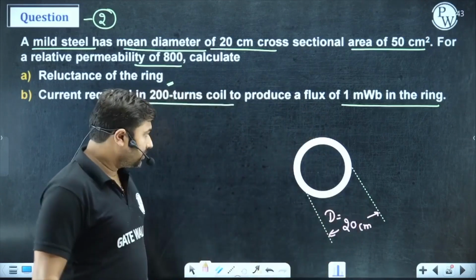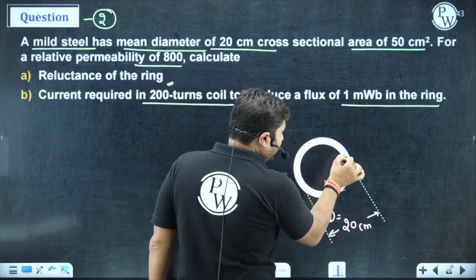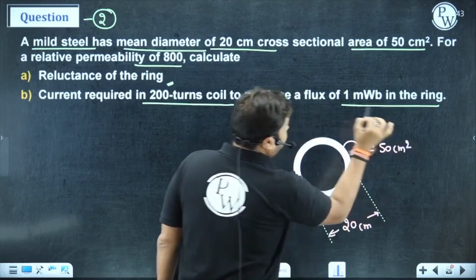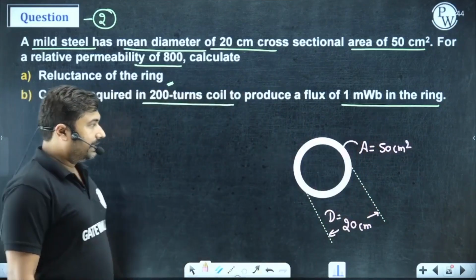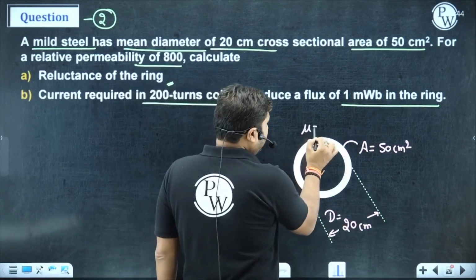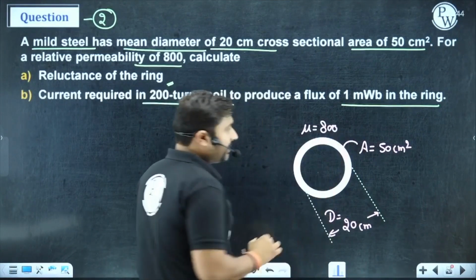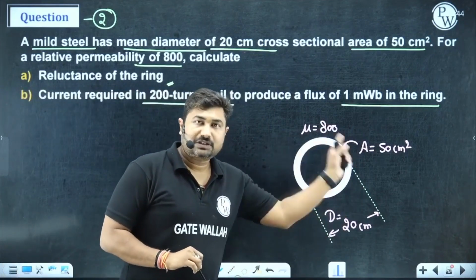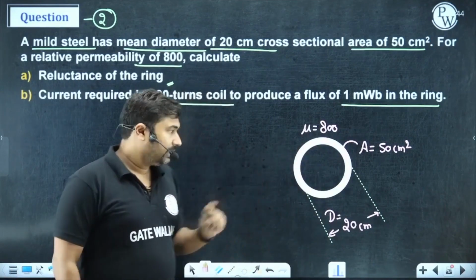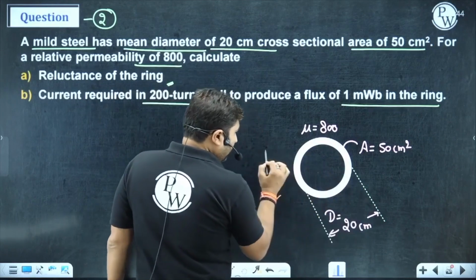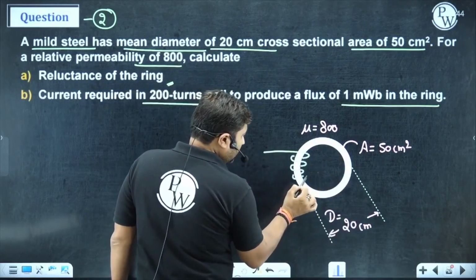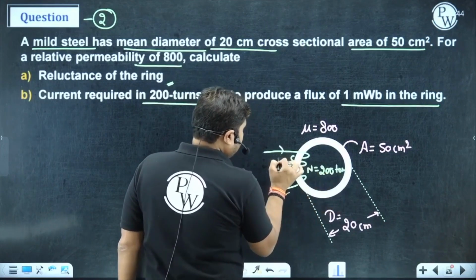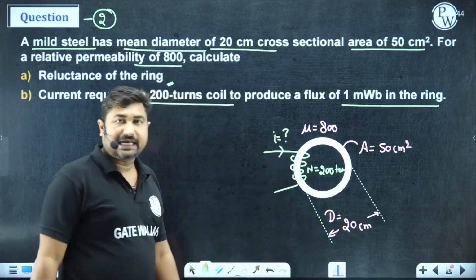It is given. Also, area of cross section of the ring is given to you. Area of cross section of the ring is 50 centimeter square. Its relative permeability is 800. I have to produce a flux of 1 milliweber in this ring, and I am going to wind 200 turns over this ring. Is it okay? So we have to calculate the current required to flow through this ring as well as the reluctance of the ring.